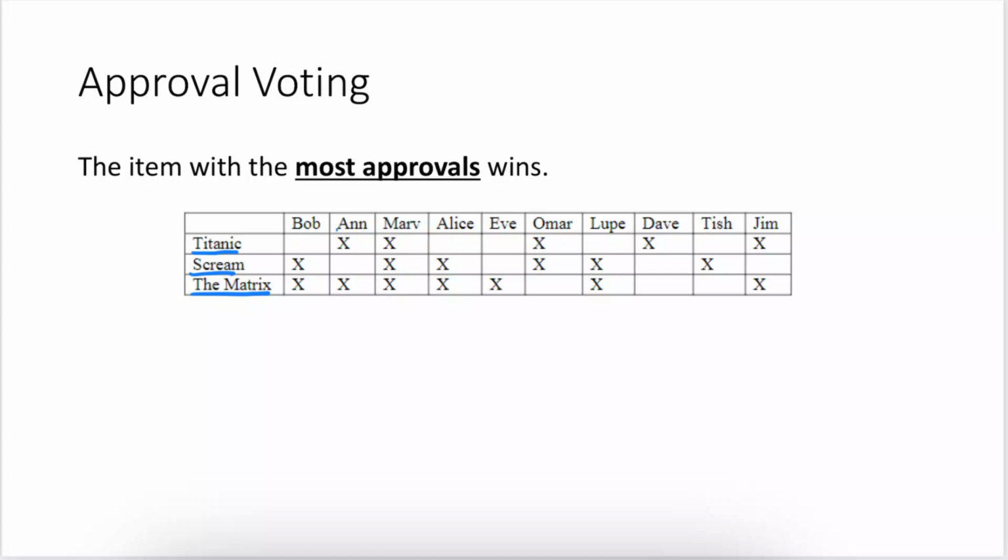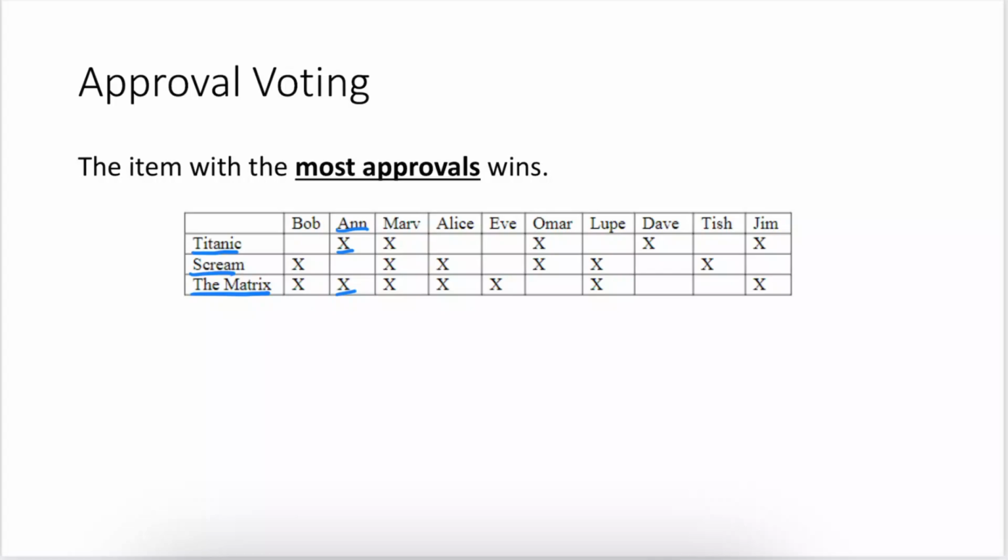So for example, Anne approves of the Titanic and the Matrix, but she doesn't want to watch the Scream. And each person goes through and records which options they approve of, and then they leave blank spaces for the ones that they don't approve of.